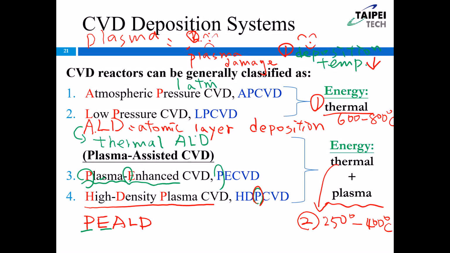So right now we already show you we have at least 5 kinds of CVD. The first three, APCVD, LPCVD, and LD, belong to the first kind of CVD, which means the only energy is thermal energy, so it requires a high deposition temperature. The second kind of CVD includes PECVD, HDPCVD, and PEALD. Those 3 kinds of CVD have both thermal energy and plasma energy. So that's the reason the deposition temperature is much lower.